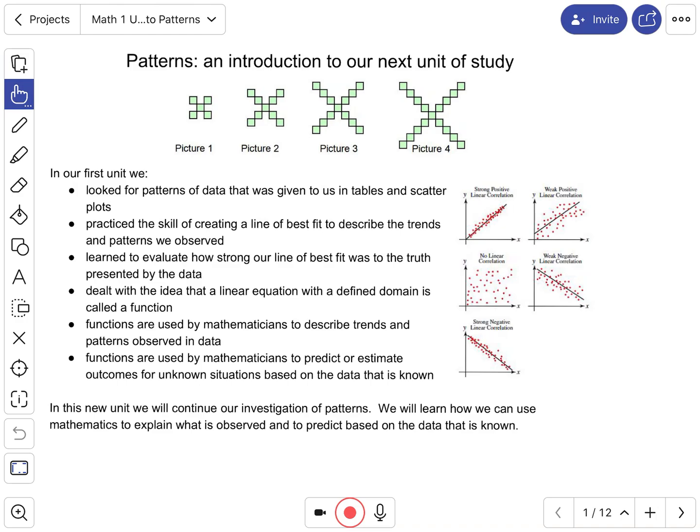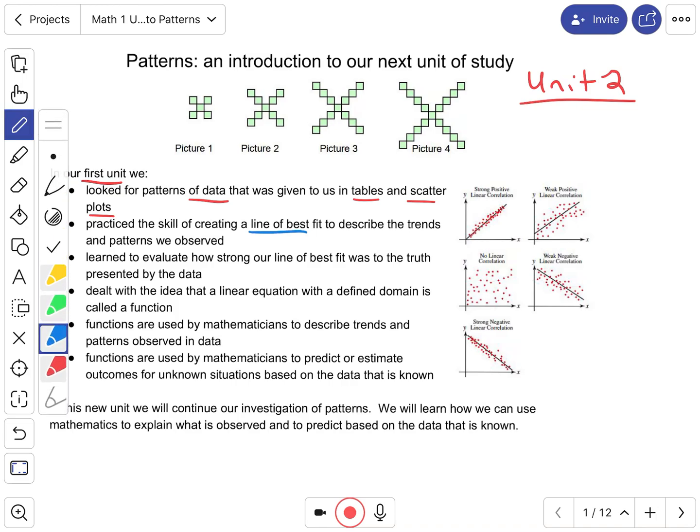But before we do that, I just wanted to take the time to summarize what Unit 1 was all about, because we are actually officially in Unit 2. This is the first activity we are doing for Unit 2. In Unit 1, we were looking at patterns of data using tables and scatter plots, creating lines of best fit to describe the trends and patterns. And then we also were using how strong our line of best fit was.